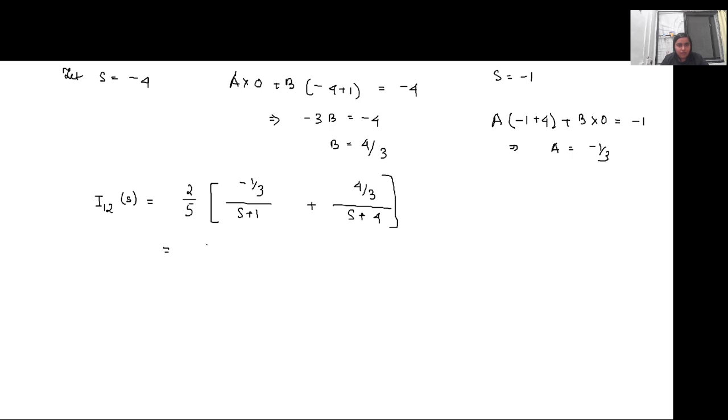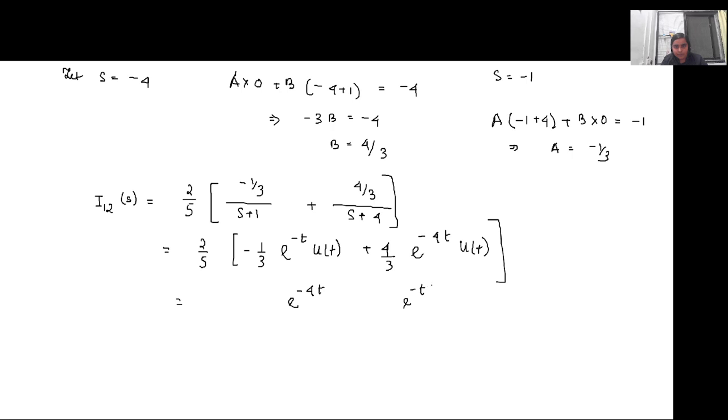So what will be the inverse Laplace transform of 1 by S plus 1? It will be e to the power minus t u of t, plus 4 by 3 e to the power minus 4t u of t. So if I take it inside, it will be for e to the power minus 4t and e to the power minus t.